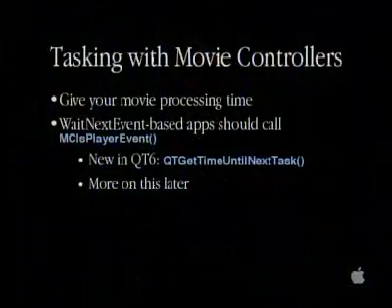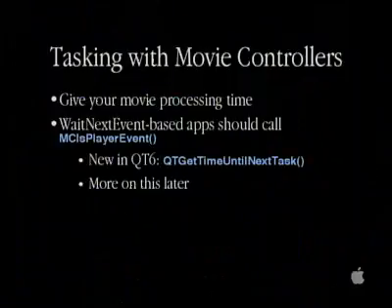The last one is tasking with movie controllers. If you've worked with QuickTime a little bit, you know that it needs time to process the movie information that it's working on. You can use lower-level calls such as TaskMovie, but you don't have to use those if you're using a movie controller, because you can use MCIsPlayerEvent. If you use that call, it will task movie for you. It will make that call, and it will give your movie sufficient processing time.